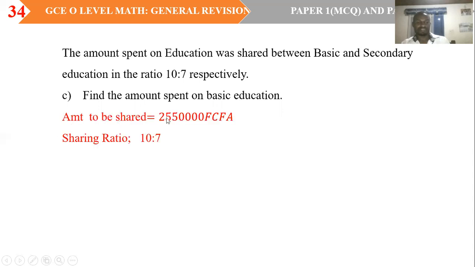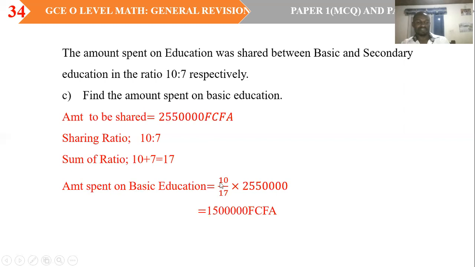Amount to be shared is that total amount, which is 2,550,000. Sharing ratio 10:7. Sum of ratio 10 plus 7, which is 17. Therefore, amount spent on basic education is 10/17 times 2,550,000, giving us 1,500,000.